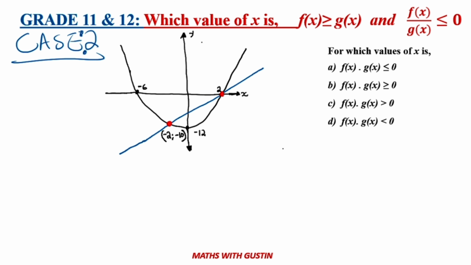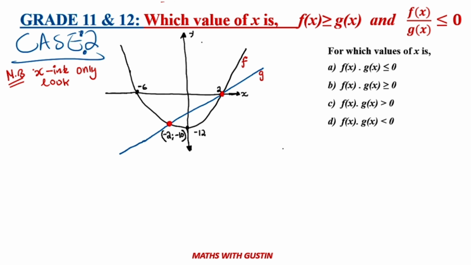In this question we are given that f of x is a parabola. Let me just mark it here. F of x is this one. Therefore, g of x is a straight line. We've already gone through the questions. Now, in case number 2, please note that you only look at the x-intercept. You only look at the x-intercept.